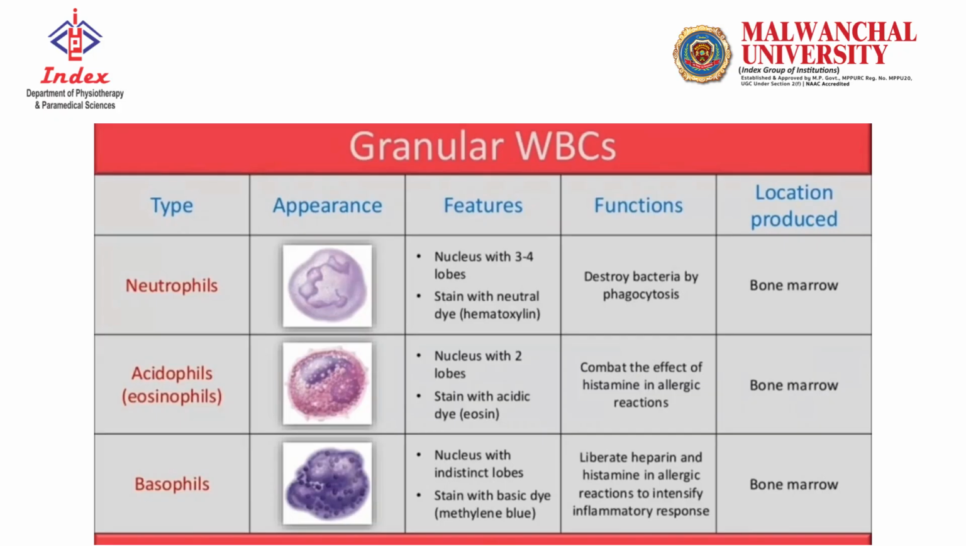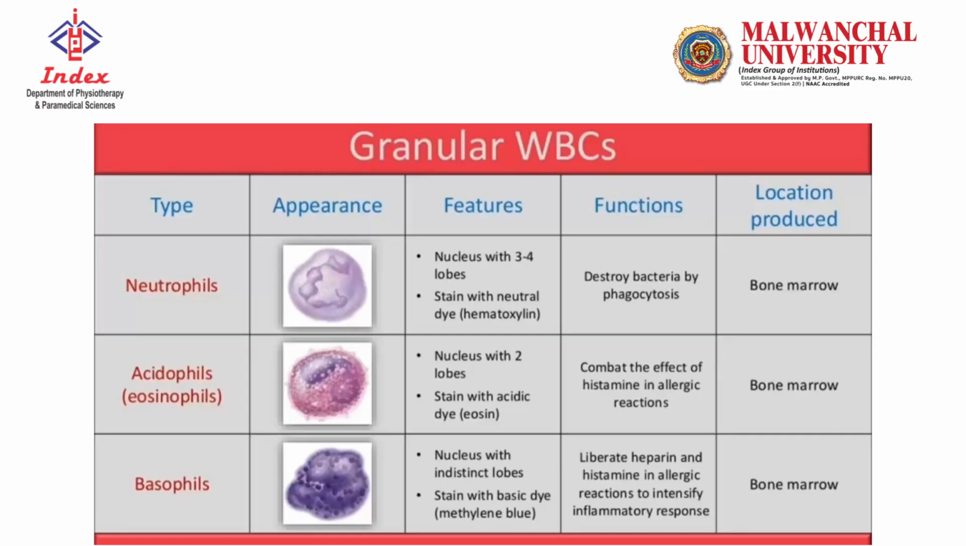Now we will discuss eosinophils. Features: nucleus with two lobes. Stains with acidic dye, eosin. Functions: combat the effect of histamine in allergic reactions. Allergic reaction work is mostly done by eosinophils. Location: produced in bone marrow.